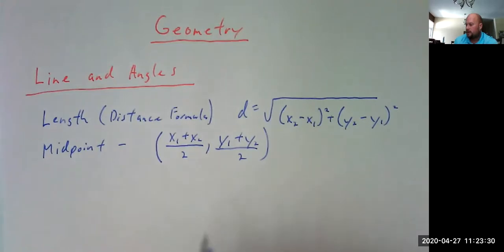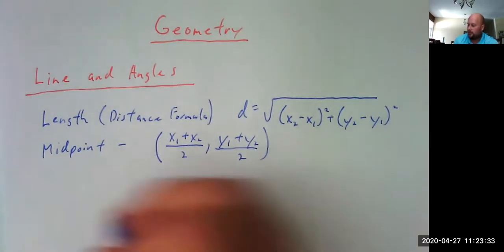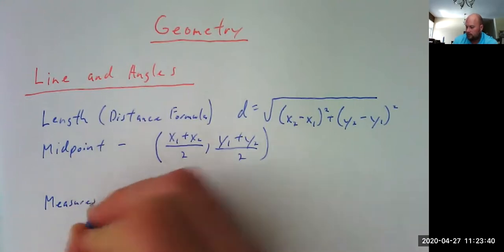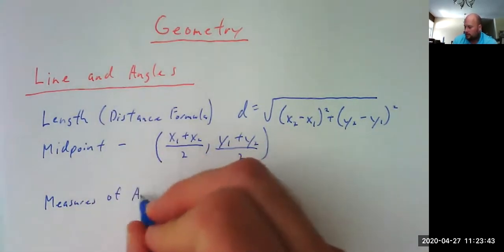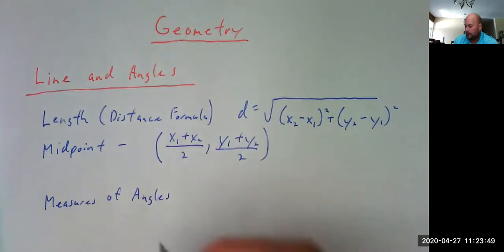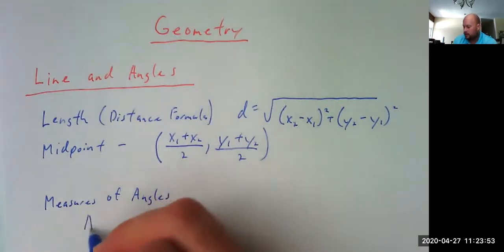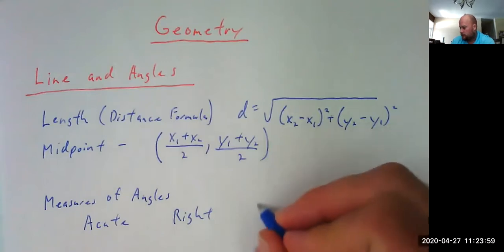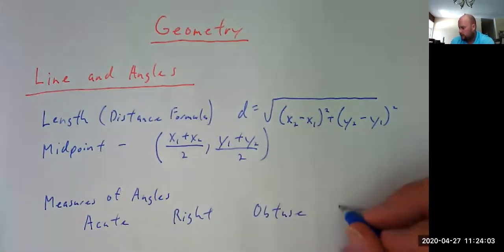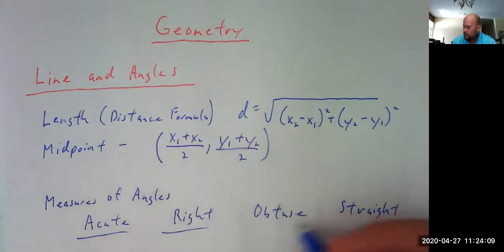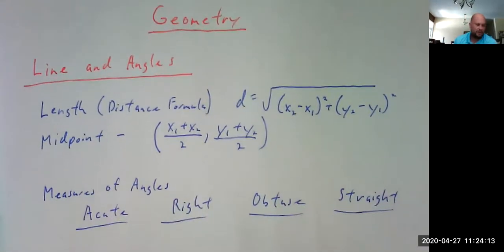Now, there's also a few different types of angles that we need to be familiar with. So let's talk about measures of angles. There are a couple different types of angles that we need to know, and it's going to be acute, right, obtuse, and straight. We could also talk about lots of other things, but again, as far as the SAT goes, which is what this class focuses on, we are going to leave it to just those main topics.